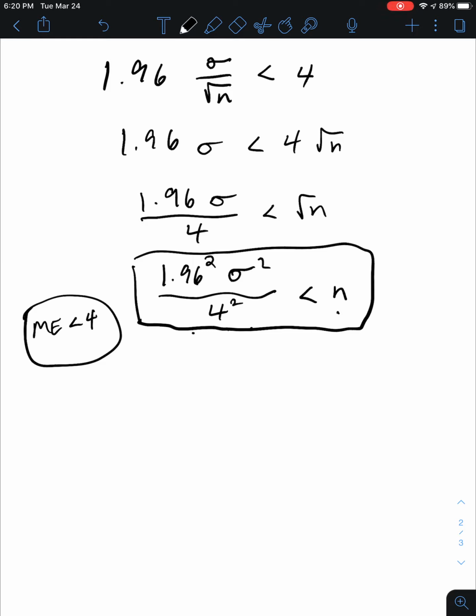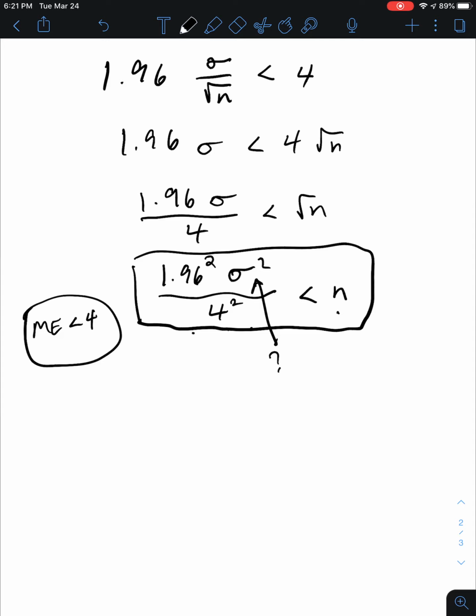Now, the problem with this expression is that there's still an unknown. We don't know sigma. Sigma is the population standard deviation for the population, but as usual, sigma is not available to us, just like mu is not available to us. And if we knew mu, we wouldn't have any problem at all. And if we knew sigma, we could figure out n exactly, but we don't know sigma. So this leaves us in a bit of a bind.